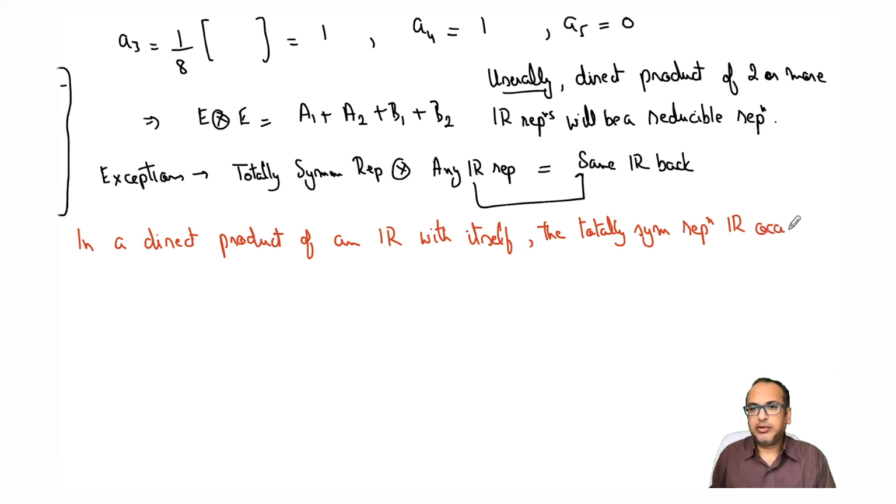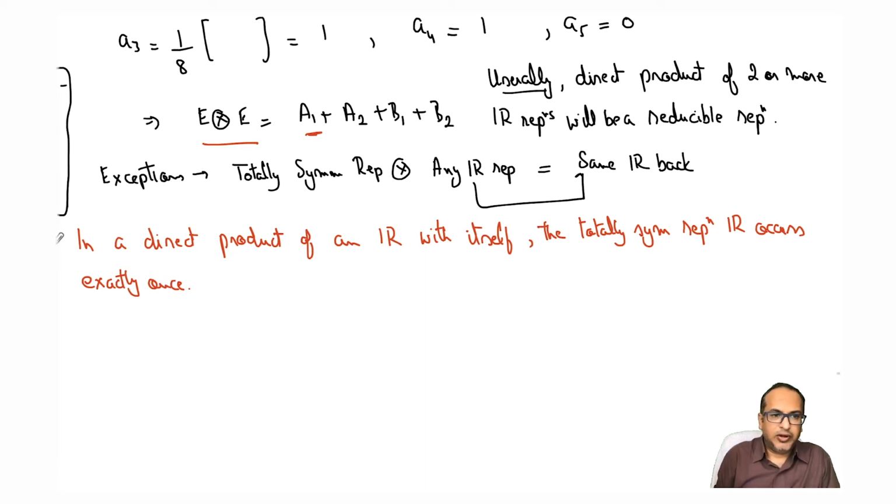The totally symmetric representation occurs exactly once. So if we take the direct product of an IR with itself, like we took the direct product of E with E in this example, we saw that A1 comes only once, right? So the totally symmetric representation will definitely come, and it will come only one time. Okay. So the totally symmetric representation occurs exactly once, and we will show both of these in one go, so I'm just writing them together.